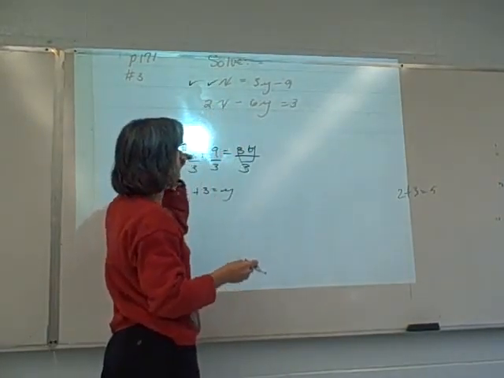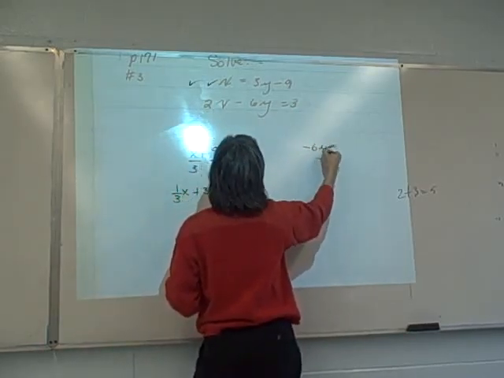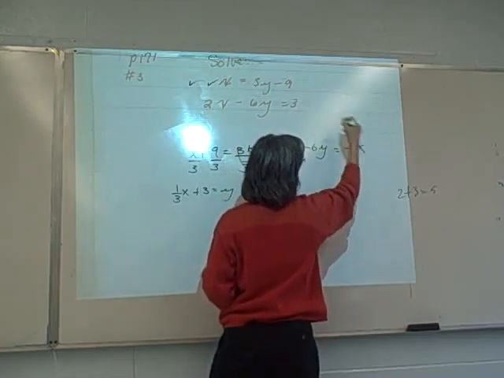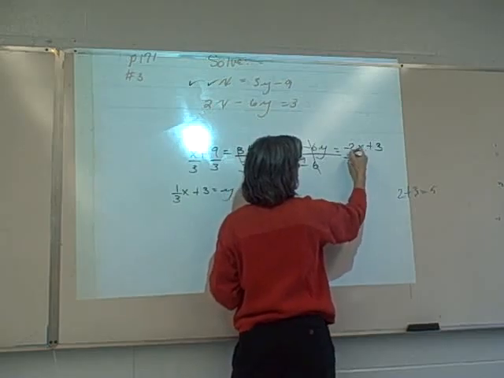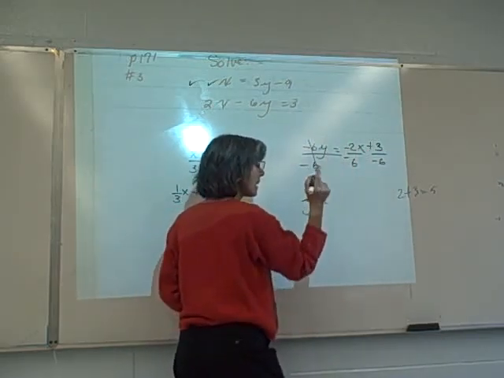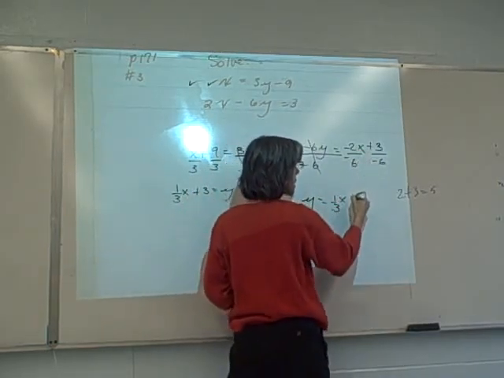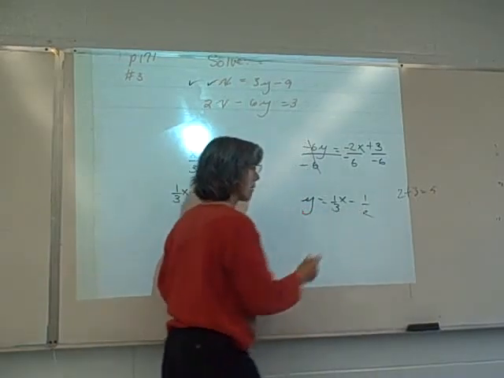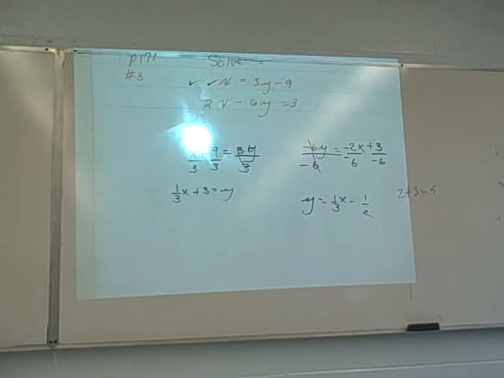I'm going to rearrange it and put it into slope-intercept form. So I'm going to have minus 6y is equal to minus 2x plus 3, divided by a negative. And I'm going to have y is equal, a negative divided by a negative is a positive, 1/3 x minus a half. Do we have the same slopes? Yes. Okay, so you just need to know.